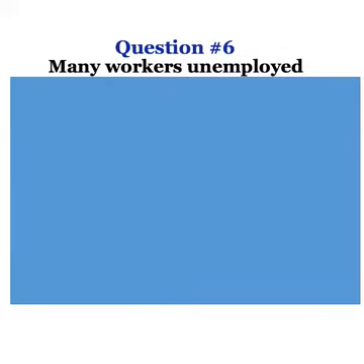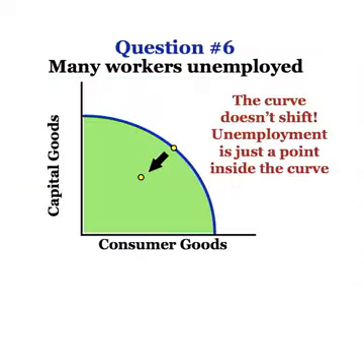Question number 6, many workers are unemployed. Does that affect your ability to produce capital goods, consumer goods, both, or either? This one's actually a little bit tricky because while technically it does affect your ability to produce them, if those workers were working, you could be able to produce the same amount that you always could. Therefore, this is not a shift.